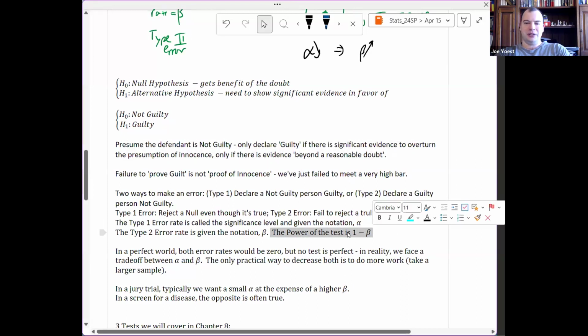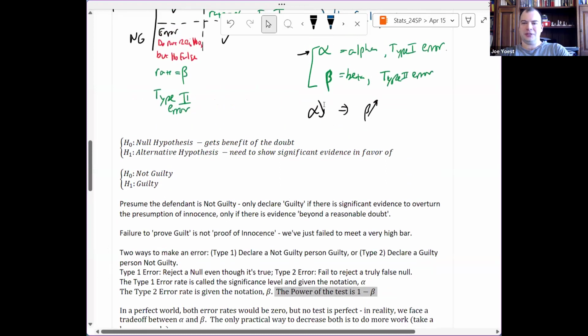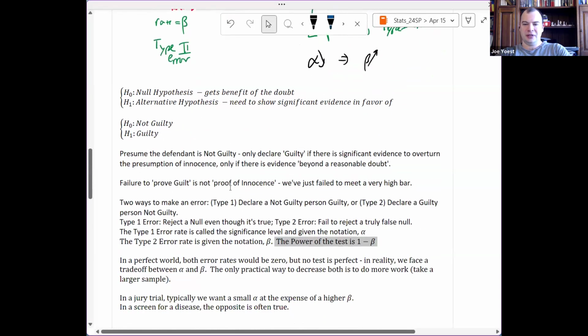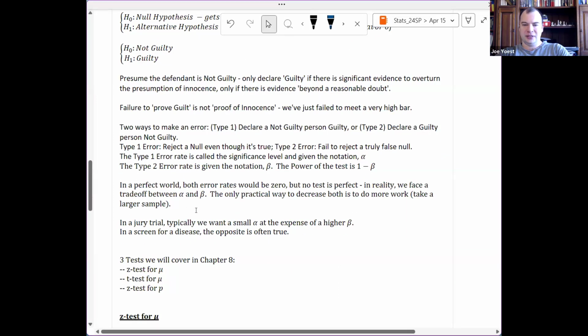Yeah, one little piece of nomenclature: the power of the test is 1 minus beta, 1 minus the type 2 error rate. So that's a number that sometimes gets thrown around.